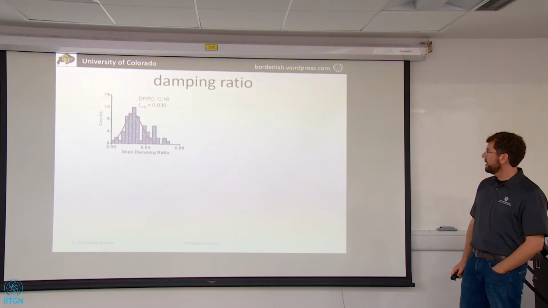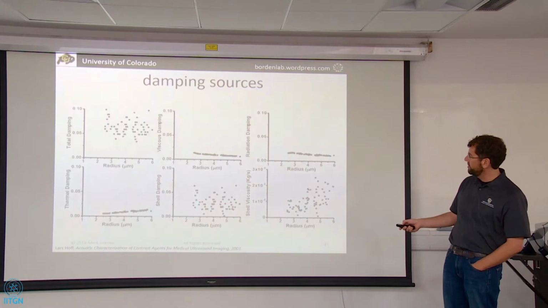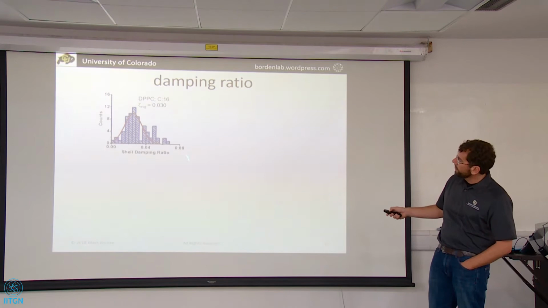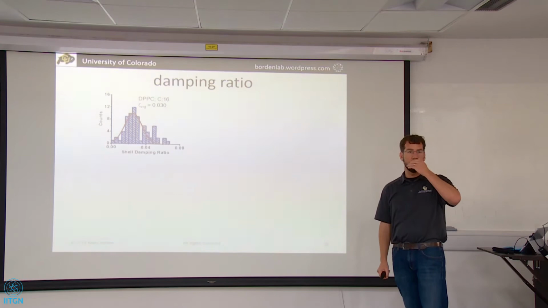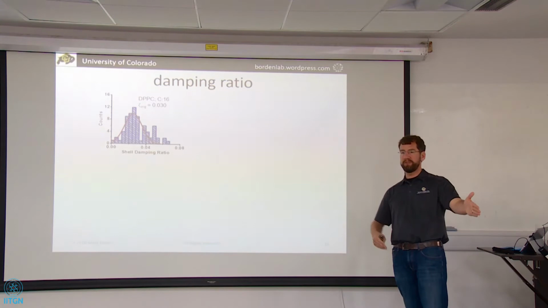So we went back to using the damping ratio, because it didn't seem to have much size dependence. There's no statistical significance there. The thing to note about the damping ratio, though, is that it changes a lot more. There's a much bigger spread in the data than there was for elasticity. There's a bigger difference between one bubble's surface viscosity and another bubble's surface viscosity.